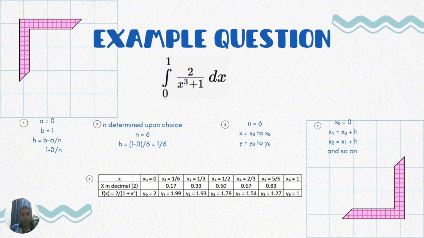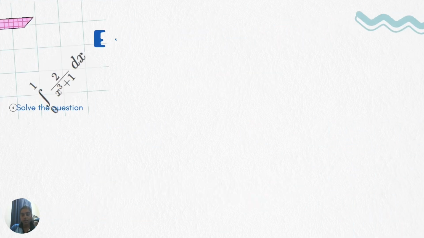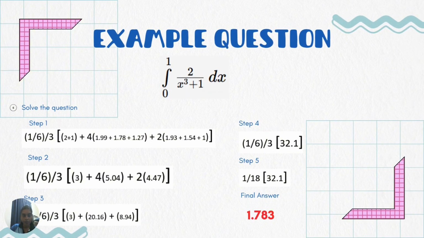Once we have found all the values of x and y, now we can start to solve the problem. As the first step, we have to substitute all the y values from the table into the formula. Once we have substituted all the values into the formula, now we have to solve all the equations in the parentheses first.